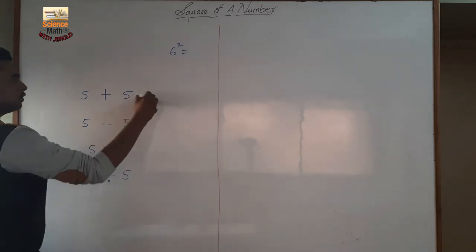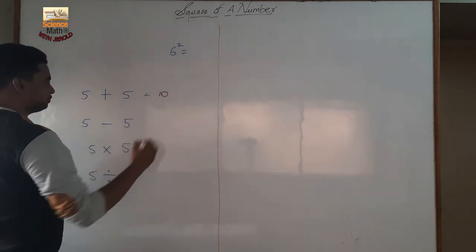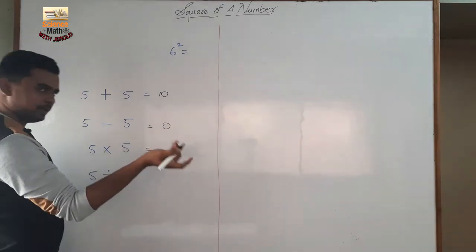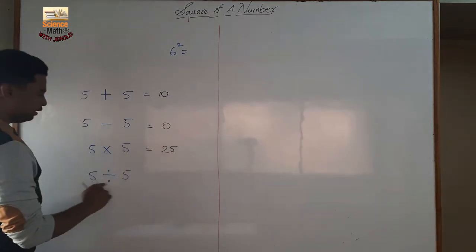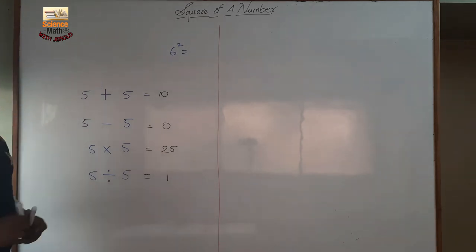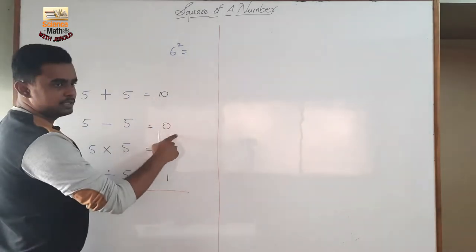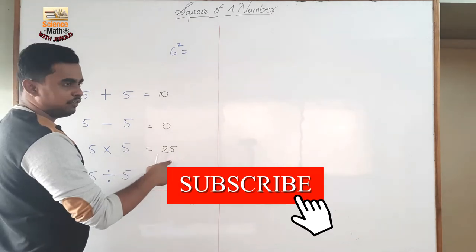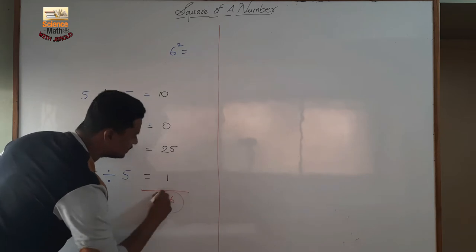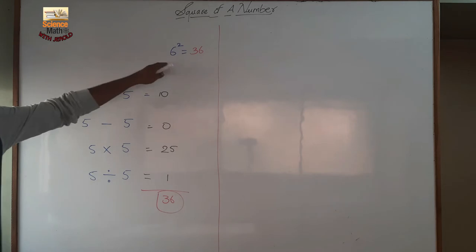Now let us find the answers for this. 5 plus 5 is 10. 5 minus 5, as we know, is 0. 5 into 5, I know 5 squared is 25. And then 5 divided by 5, any number divided by the same number will give me 1. And finally, I add all these numbers. 10 plus 0 will give me 10, plus 25 will give me 35, plus 1 will give me 36, and this 36 is the square of 6, that is 36. 6 squared is 36.